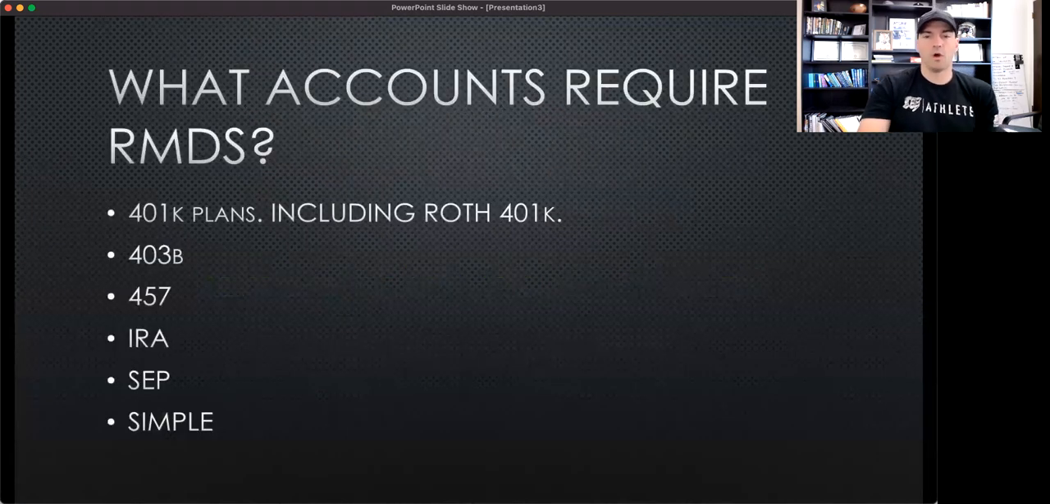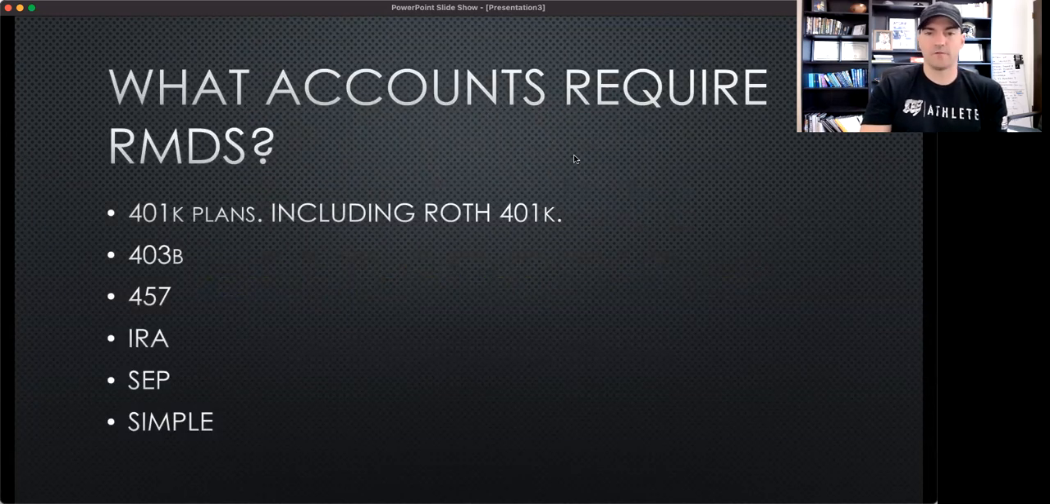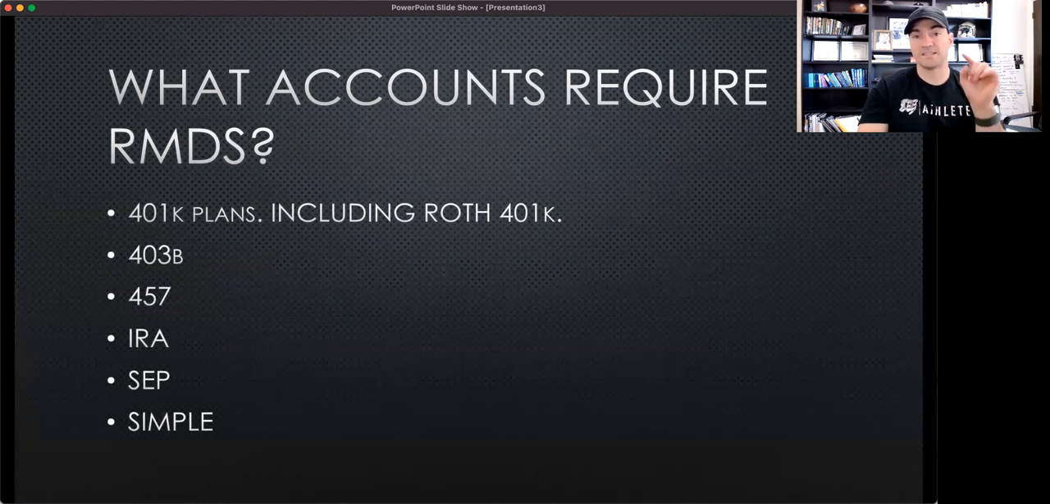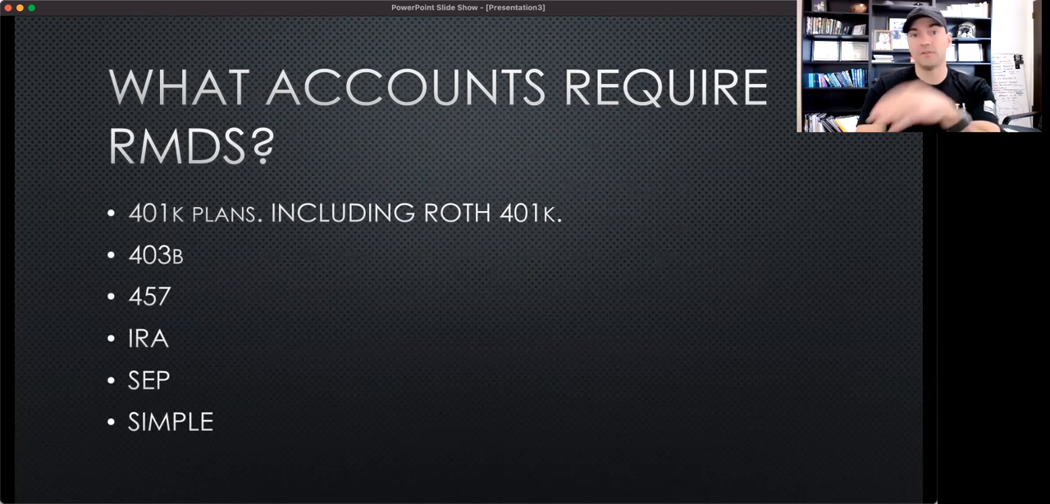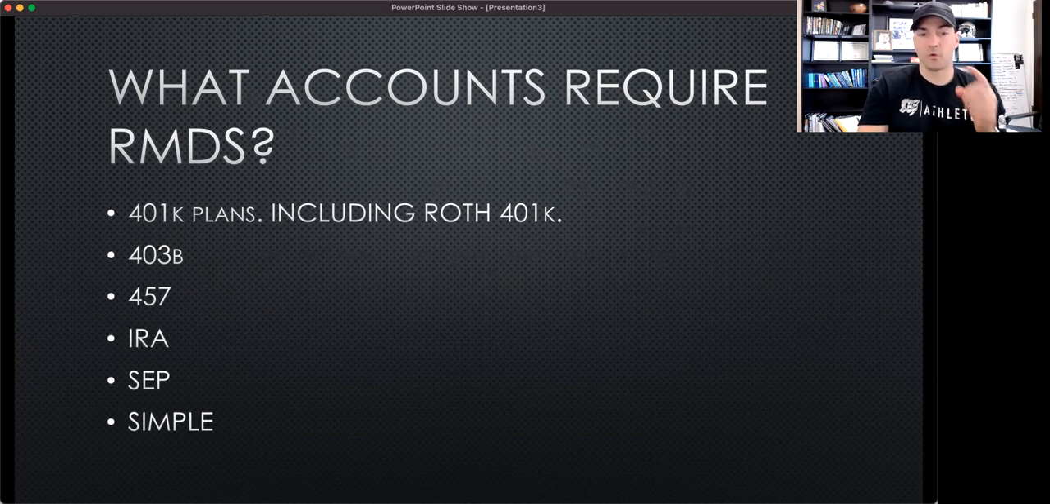There we go. What accounts require RMD? 401k plans, including Roth 401ks. Remember that. Roth 401ks: if your 401k is still within the plan and you haven't moved it into your own Roth IRA, you're going to have a required minimum distribution. 403bs, 457s, IRAs, SEPs, SIMPLEs. That does not include a Roth IRA. Remember that.